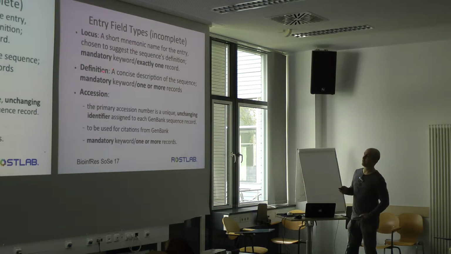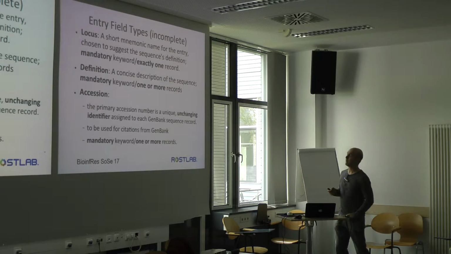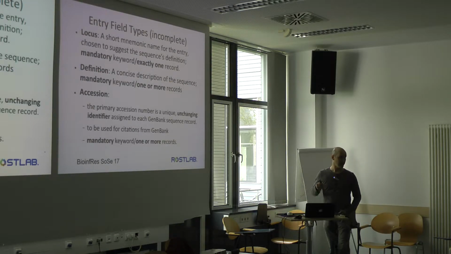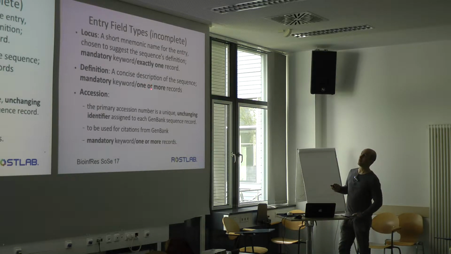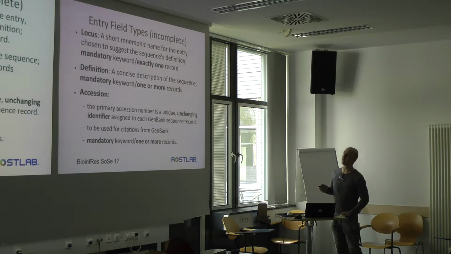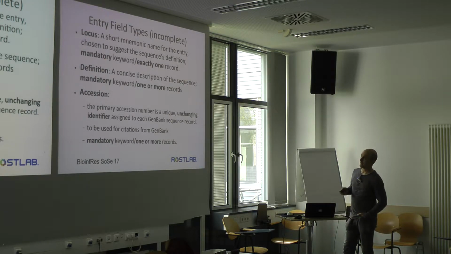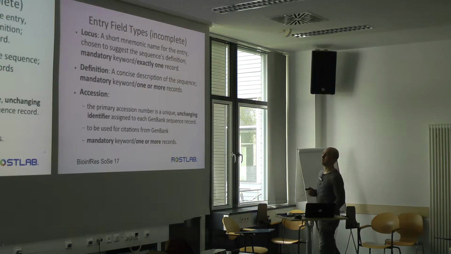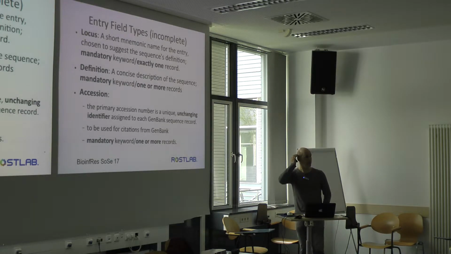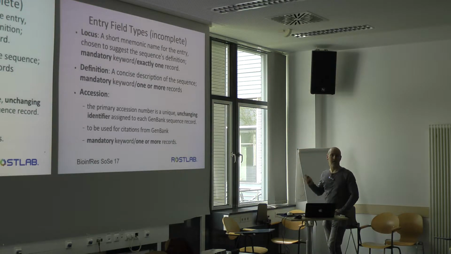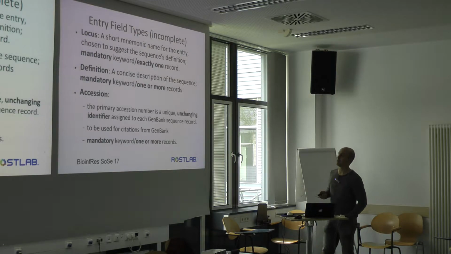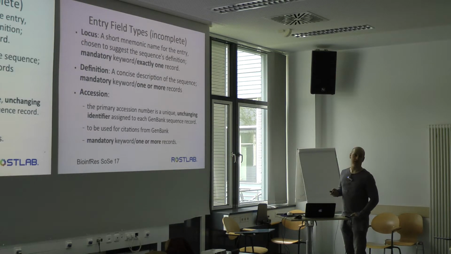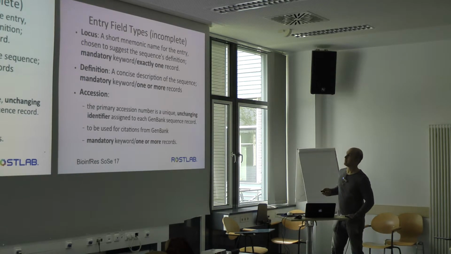Then definition should describe the sequence. This has to be present, but it can have 1 or more lines. So we can have several definition lines. Then accession. The primary accession number is a unique and unchanging identifier assigned to each GenBank record. It's like a personal ID for a sequence, and should never ever change. This is also used for citations. Okay, this is mandatory. It can also have 1 or more records.